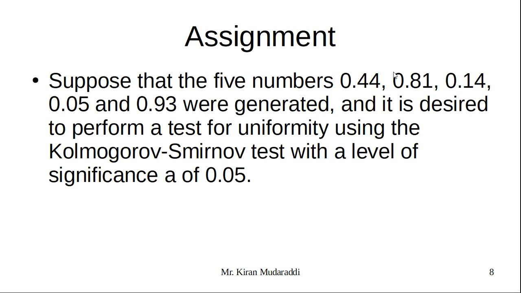So you need to take one example as an assignment. Suppose you have five numbers like this generated and you desire to perform the test of uniformity using the Kolmogorov and Smirnov test. Similarly, you will have many examples as an exercise. Take them from a video question paper and try to solve them. Okay, and this is called the Kolmogorov Smirnov test. In the next video lecture, we are going to discuss the chi-square test. It is also a very important test for checking uniformity of random numbers.